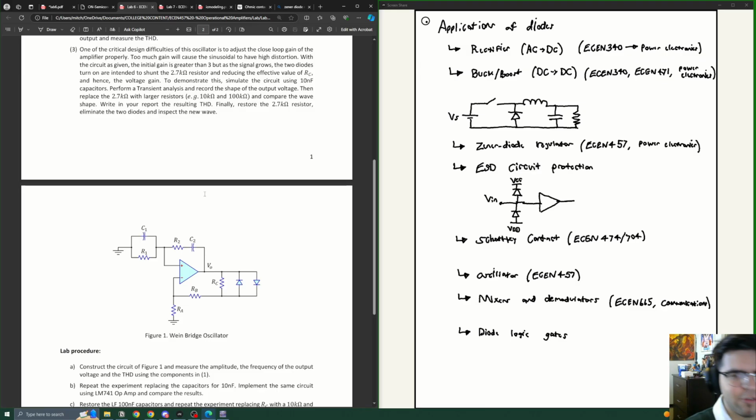And lastly, a fun application is diode logic gates. I encourage looking this up. It's an interesting use of diodes to actually create logic.